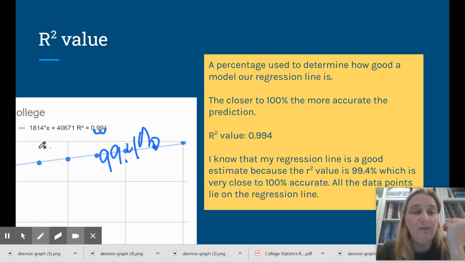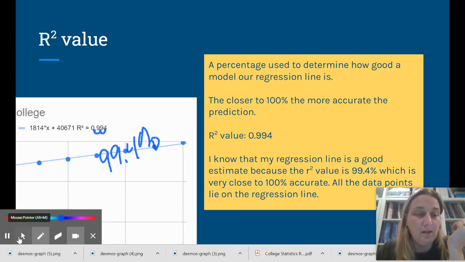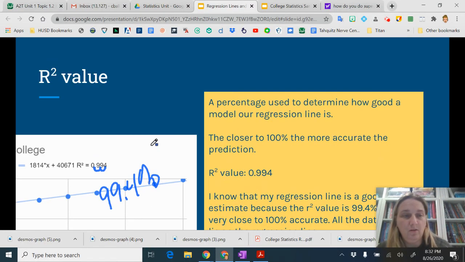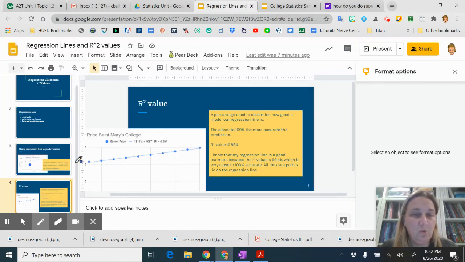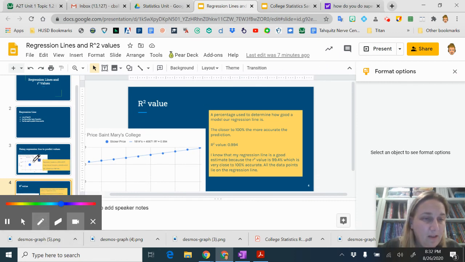And also, if I looked at my picture, I'm going to see if I can go back a slide here. Turn that off. Now my little pen is on, it won't turn off.